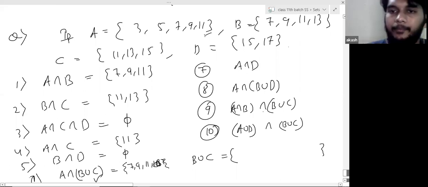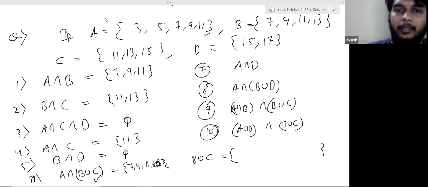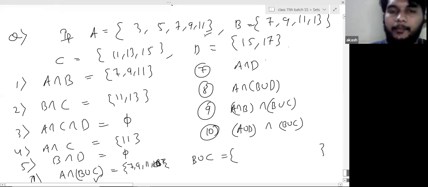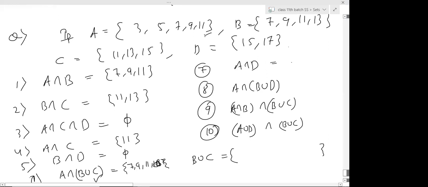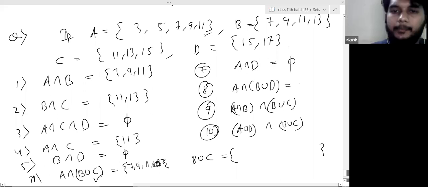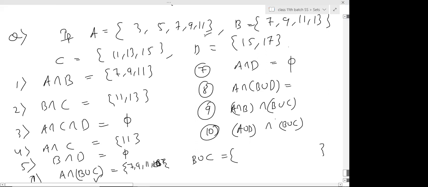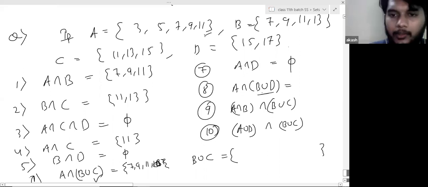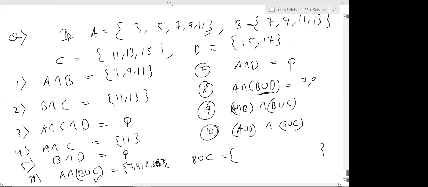All right. Yes, sir. Now seventh one. The seventh one is 5. Eighth one is 11 and 13. Check again. A intersection B union D. First, try to solve this one. 7, 9, and 11. 7 and 11. Absolutely right.